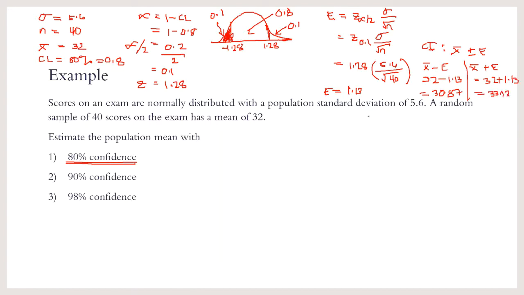That gives us 33.13. So our confidence interval is 30.87 to 33.13. In order to read this, we are 80% confident that the interval of the mean is from 30.87 to 33.13. So this is now our answer.